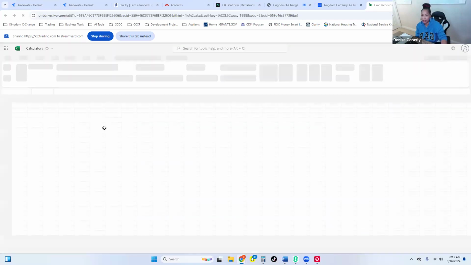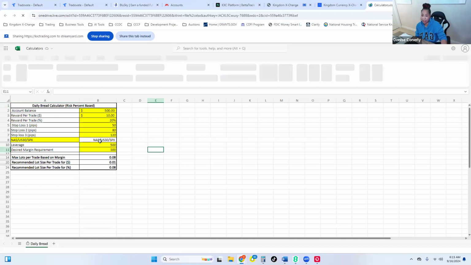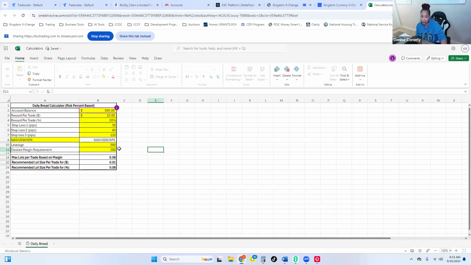And what it is, everything that is in yellow is what you want to fill in. Everything else you don't have to worry about. For instance, you're going to put in the amount of your account. So if you have, for instance, a $5,000 account, it doesn't matter if you want a set amount of dollars per trade or a set percentage per trade. You can put either of them in or both. It's going to give you the amount for both.